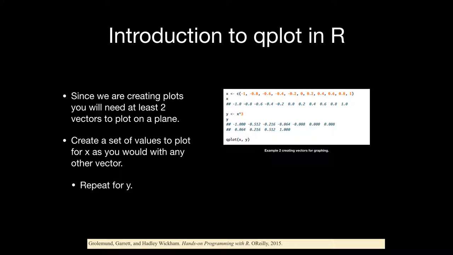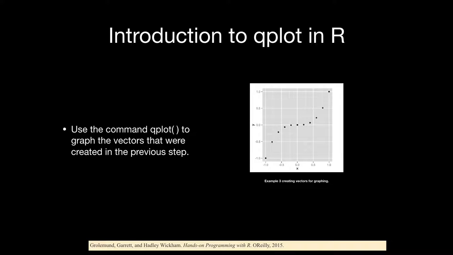Since we are creating plots, you will need at least two vectors to plot on a plane. Logically, you want an x and a y plane to be able to be graphed. So here we can create a set of values to plot for x as you would with any other vector, and you're going to repeat with y. So use the command qplot to graph the vectors that were created at the previous step.